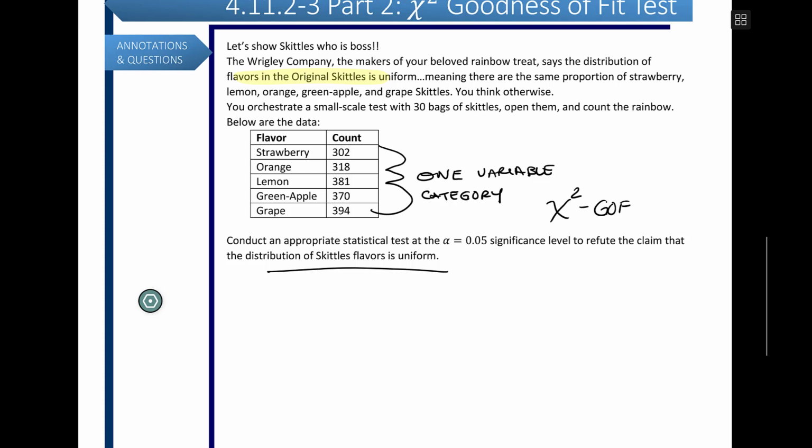Okay, so with that, now we know how we're supposed to write our null and alternate hypothesis. So we can write it out using the symbols. We could write it out like this, saying that the proportion of strawberry is equal to the proportion of orange, lemon, green apple, and grape. We could say that all of those are going to be equal to each other. Or we could do it verbally, right? We could do this verbally and just say the distribution of Skittle flavors is uniform.